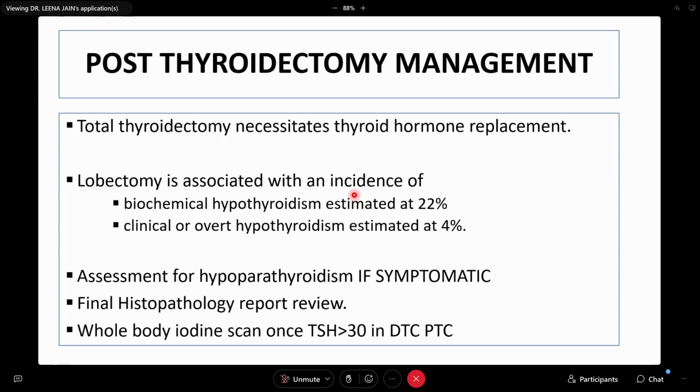So now you have to do the assessment for hypoparathyroidism. If it is symptomatic, we have to do further assessment, either clinical assessment or hormonal assessment. Then you have to wait for the final histopathology report before doing the complete final management or ordering parathormone or other higher investigations. So a whole body iodine scan once TSH is greater than 30. If TSH is more than 30, then you have to think of differentiated thyroid carcinoma or papillary thyroid carcinoma.